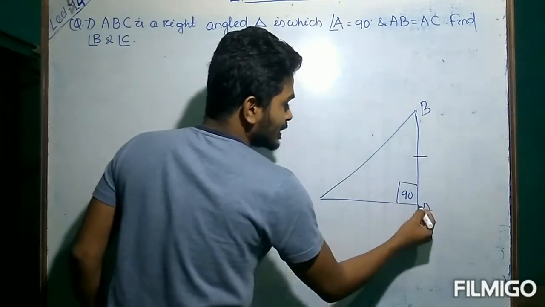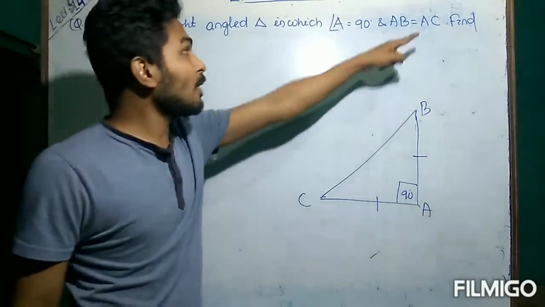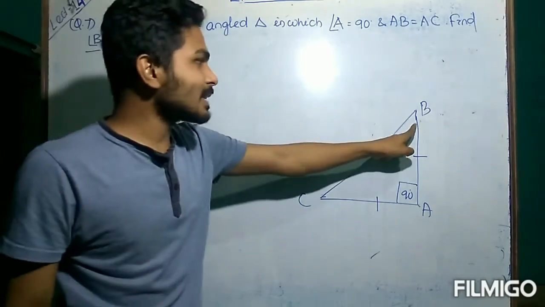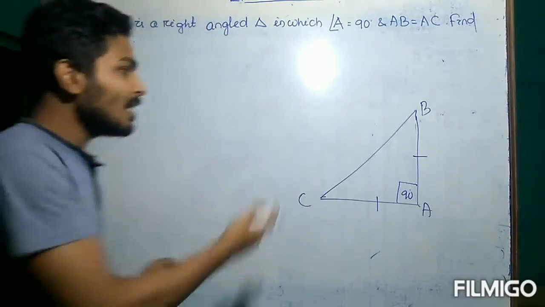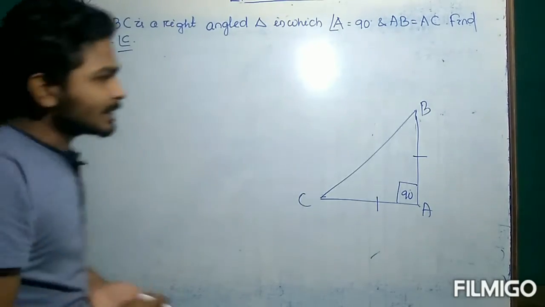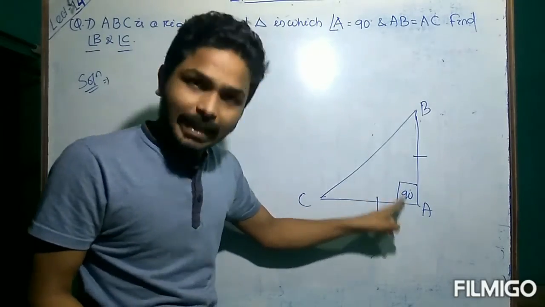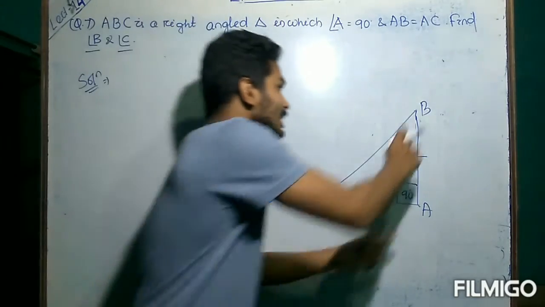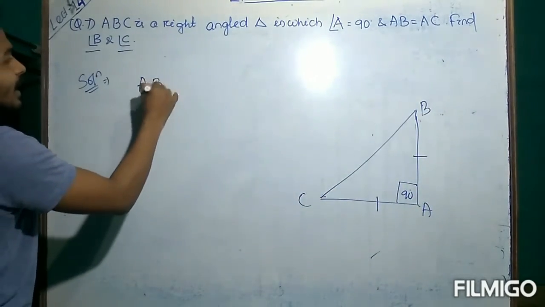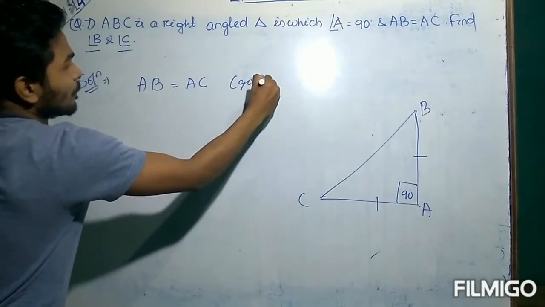And AB is equal to AC. AB, this distance is equal to AC, this distance. Clear? Then find angle B and angle C. We have to find this angle and this angle. How we can find it? Let's find. Though it is a right angle triangle and its one angle is 90 degree, already it is given that this side AB is equal to this side. Already it is given AB is equal to AC. It is given. Yes or no?